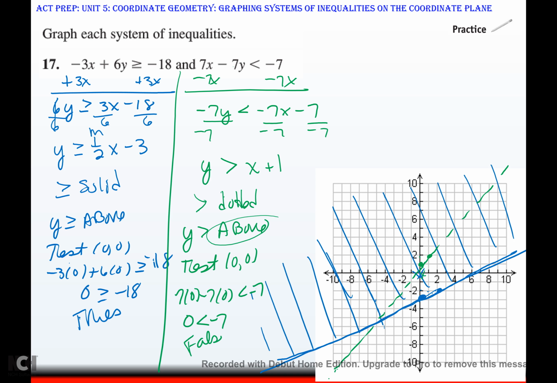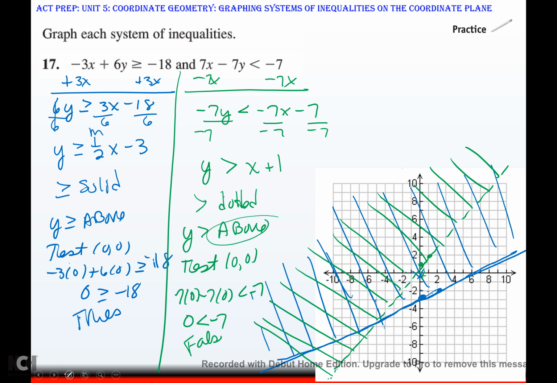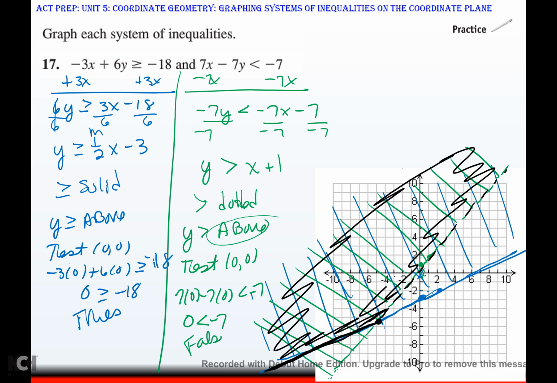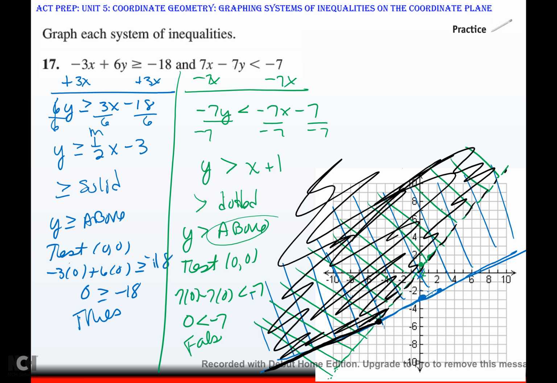So if I shade above the green, this is a big area of solution. Okay, so what that looks like then in the end is, I want where it overlaps, which is from this blue, right there's your intersection point. So it's this solid, this dotted, and all of this in between. Forever and ever and ever. Okay?